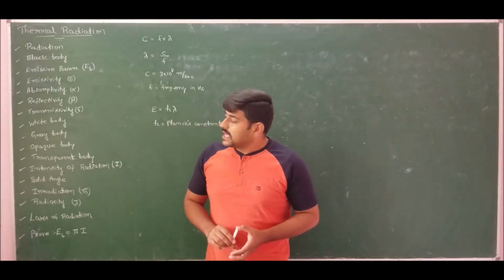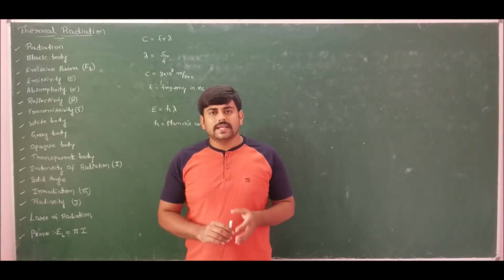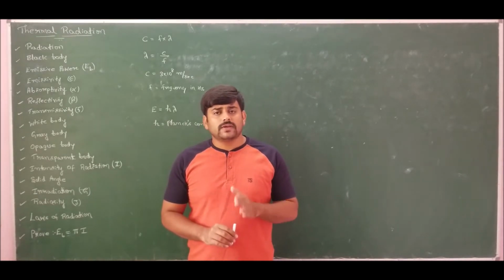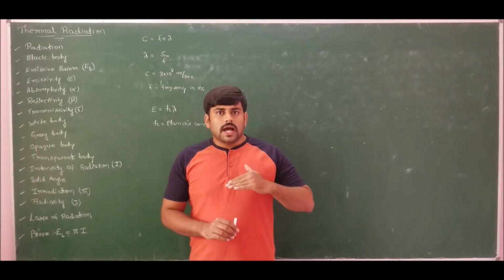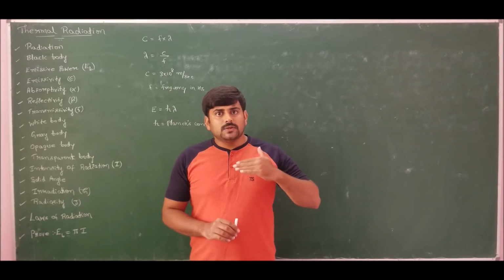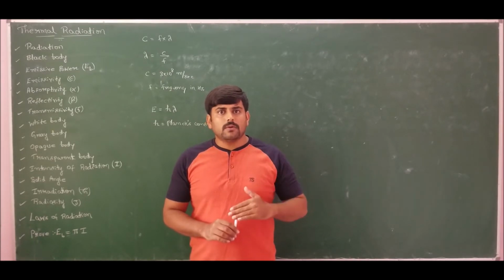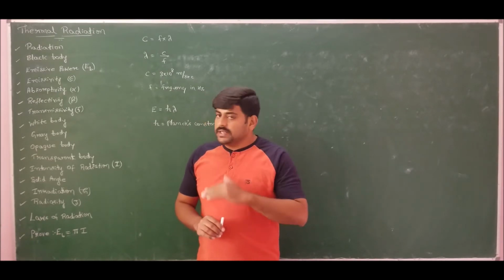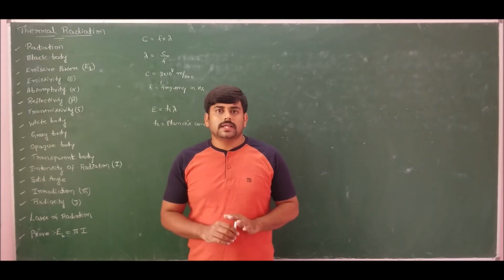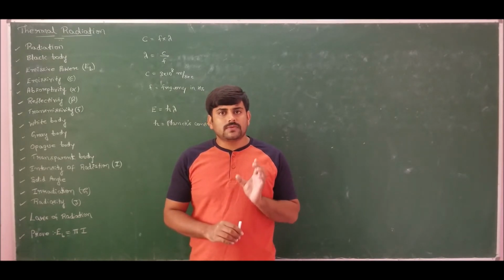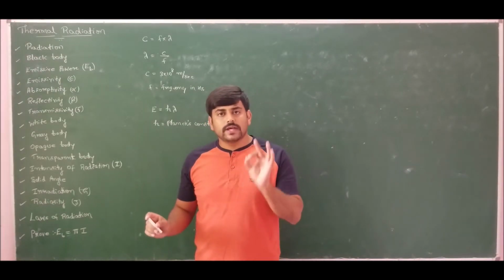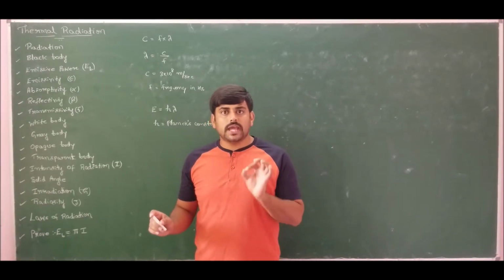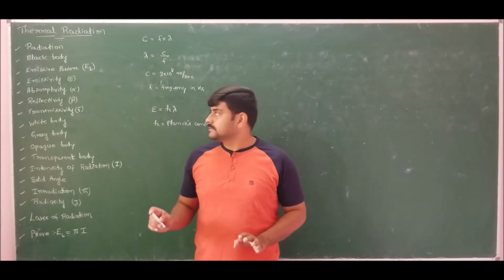Next, moving to emissivity. Emissivity is defined as the emissive power of a real body to the emissive power of a black body. I already said that the emissive power is maximum for a black body. Therefore, emissivity is always less than unity. Emissivity of any body varies from 0 to 1. It is defined as the ratio of emissive power of a real body to the emissive power of a black body.